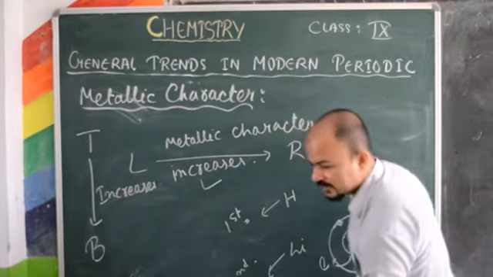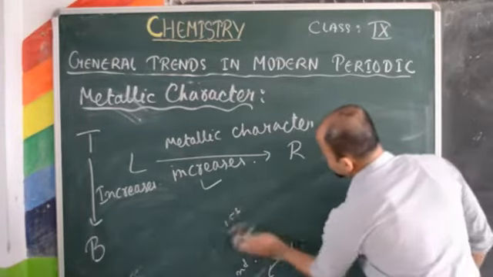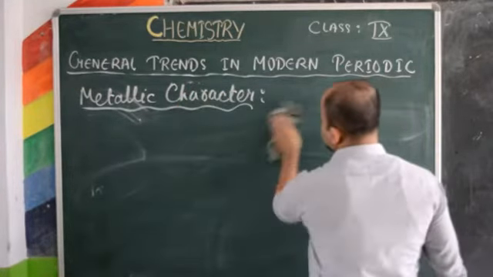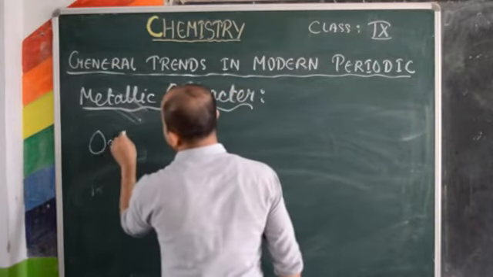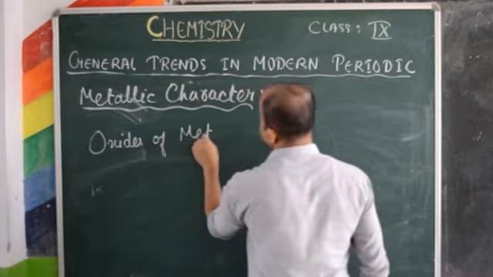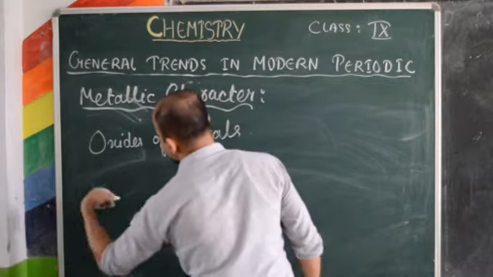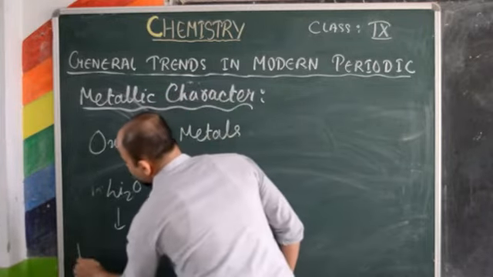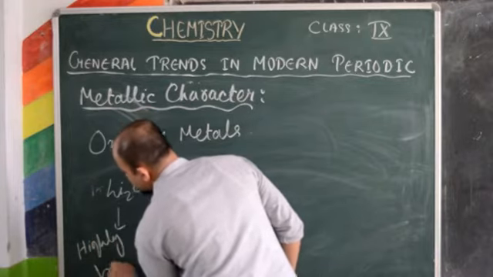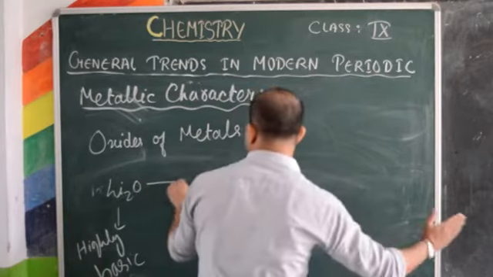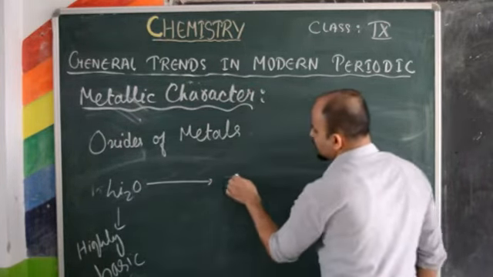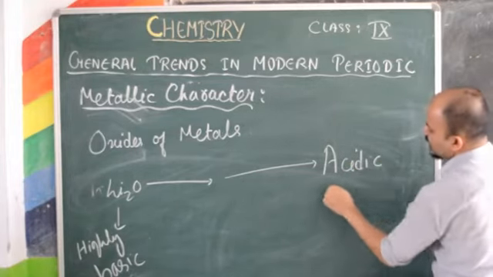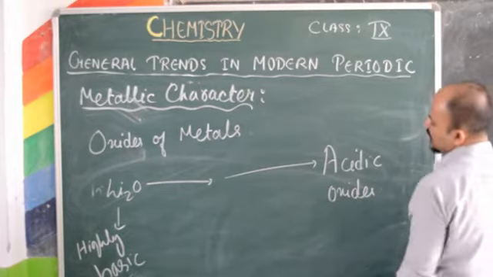And let's discuss one more point here, that is oxides of metal. On the extreme left of the periodic table, the oxides of metal like lithium oxide are highly basic. They are highly basic in nature. As you move towards the right in the periodic table, they become less basic, and finally they become acidic, and the oxides present at the extreme right are acidic oxides. Okay, acidic oxides, please don't forget.